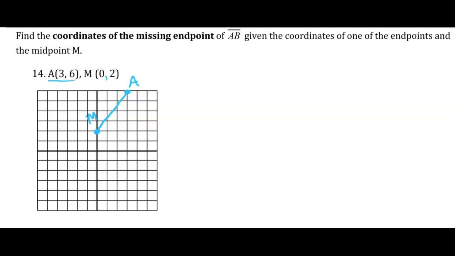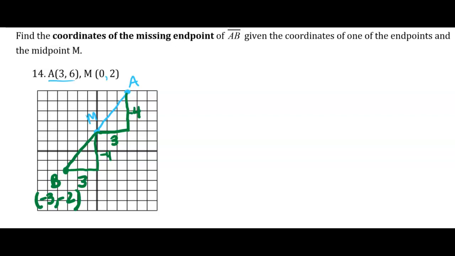So if you wanted to do this graphically or visually, then you could say, okay, I go down 1, 2, 3, 4, and over 3 to get from A to M. So to get to B, I have to do the same thing. I have to go down 4 and over 3 to get to B. So I can see my coordinates of B are at negative 3, negative 2.